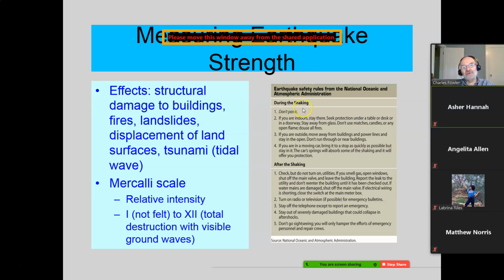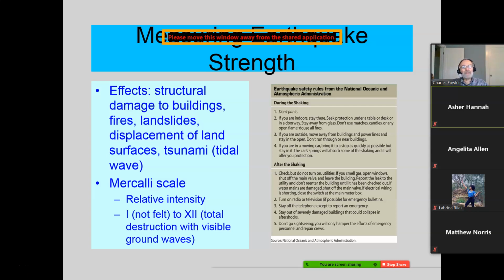If you're there during the shaking, this first one's sort of hard to do. Don't panic, okay? But frankly, if you're there during the shaking, the worst of it's already over with by the time you have time to react. So there's no reason to panic. If you're okay, the odds are you're going to stay okay, especially if you follow the rest of these. That doesn't mean your adrenaline doesn't start pumping and you get pretty excited about it.